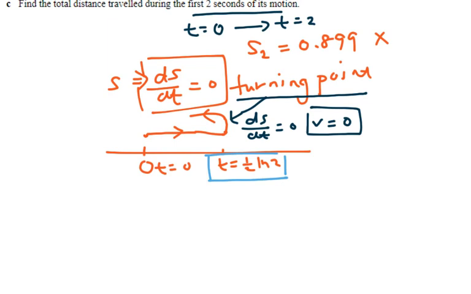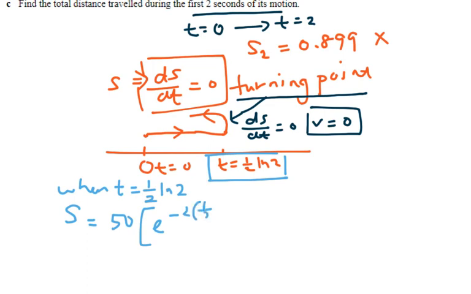So what you're supposed to do now is find the s value when t is equivalent to 1 over 2 ln of 2. Let's substitute the value in the equation. So you have 50 times exponential of negative 2 times 1 over 2 ln 2, proceed with negative exponential of negative 4 times 1 over 2 ln 2.